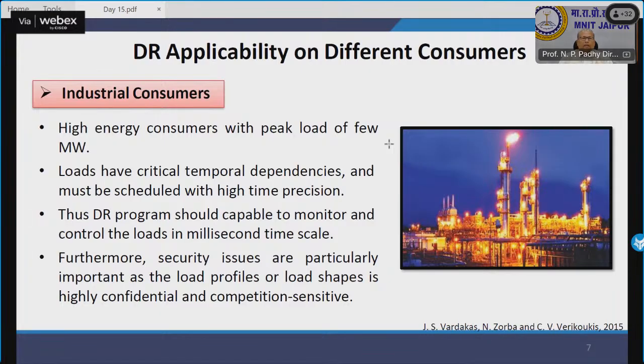Now, what do we mean by DR applicability on different consumers? It is specific to industrial consumers. High energy consumers with peak loads of a few megawatts have critical temporal dependencies and must be scheduled with high time resistance. The DR program should be capable of monitoring and controlling the loads on a millisecond time scale. Whenever there is a huge peak, it should be stopped in milliseconds. Furthermore, security issues are particularly important, as the load profiles, the load shapes, are highly confidential and computation sensitive.